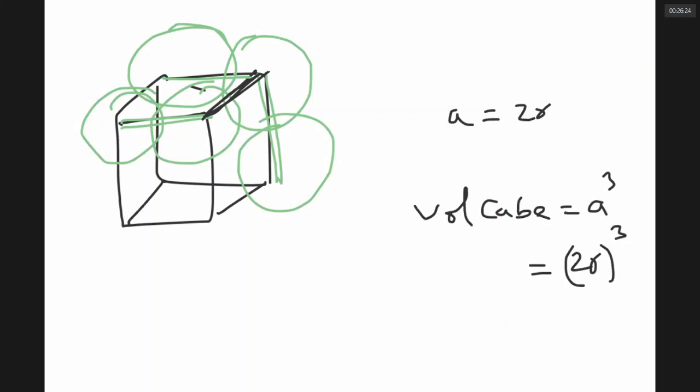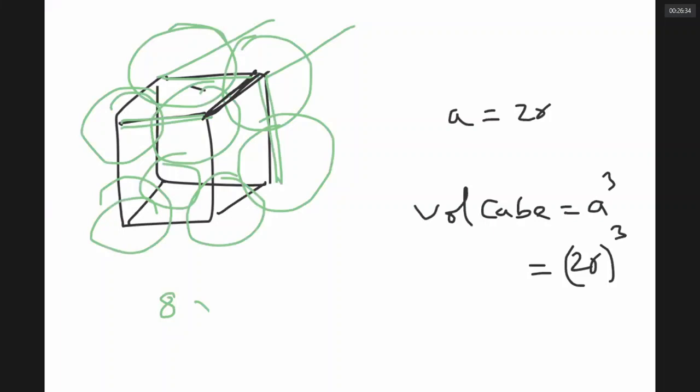Now, sir, in a simple cube, in a primitive cube, particles are there only in corners and they are extended. So on an average, 8 corners, each corner is shared by 8 unit cells. So how many particles are remaining in one unit cell? In a primitive cubic unit cell, one unit cell has effectively only one particle. Why only one particle, sir? Because it has 8 corners.